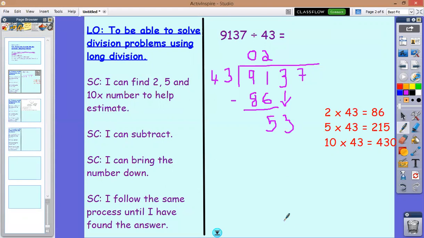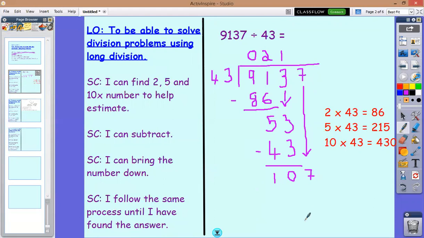So now I've got to work out here how many 43s go into 53. Right, it's got to be 1 because already I know 2 times 43 is too large, so that's going to put another 43 here. Okay, and I'm going to subtract it, which equals 10. Then I've got to keep going, as you see, keep following the same process until I have found the answer. So that's 7, going to come all the way down, which is going to be here.